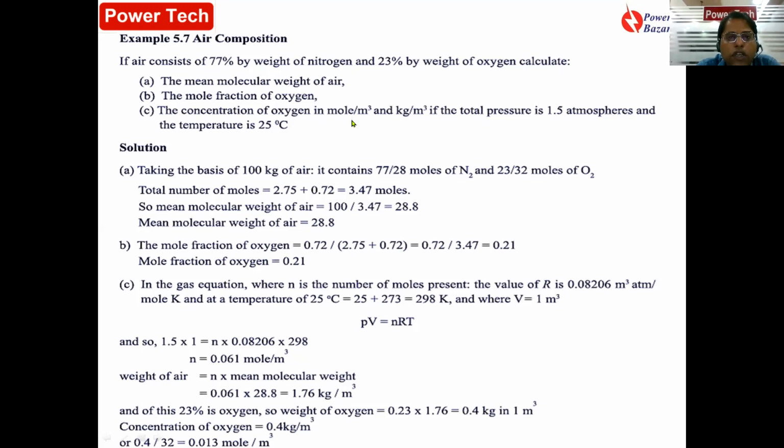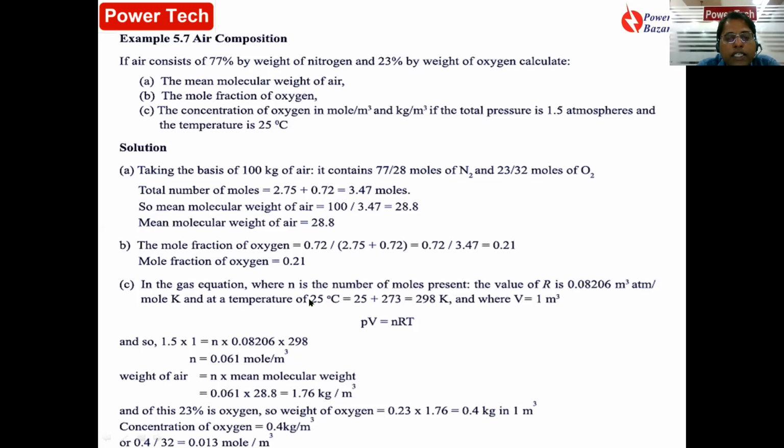Now, let us come to this problem. For this problem, we have to remember the gas equation. What does it say? PV is equal to nRT. What is P here? P is pressure. V is volume. N is the number of moles. R is the gas constant, which is 0.08206 meter cube atmosphere per mole Kelvin. We have to remember this number: 0.08206 meter cube atmosphere per mole Kelvin.